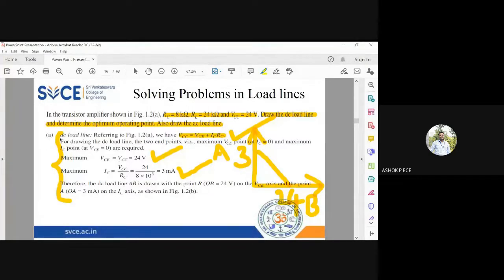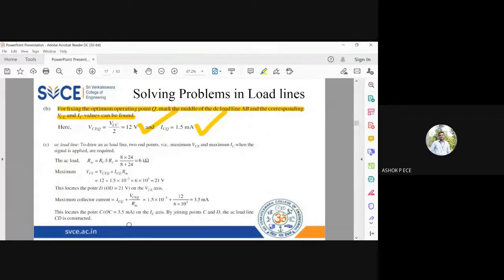We have just solved the DC load line, and from the DC load line I have explained how to get the Q point. Any doubt in part A and part B of the problem? Is it clear? Yes, sir. Okay.